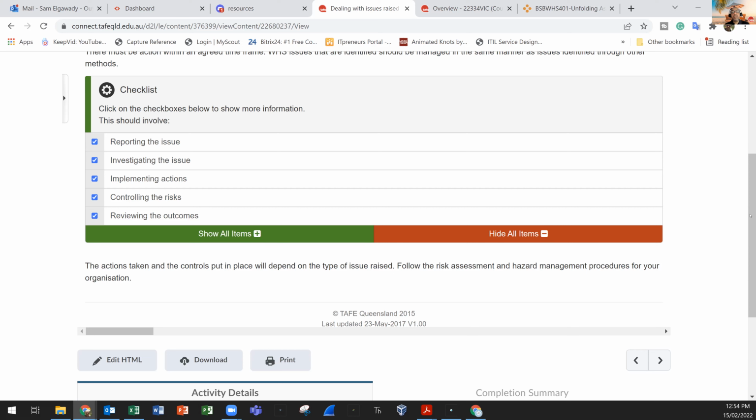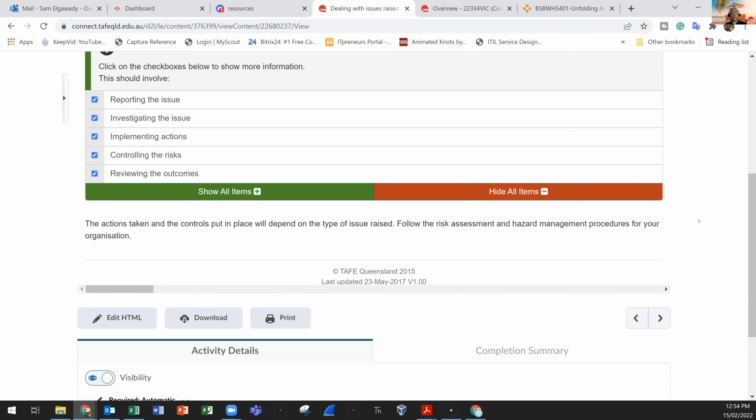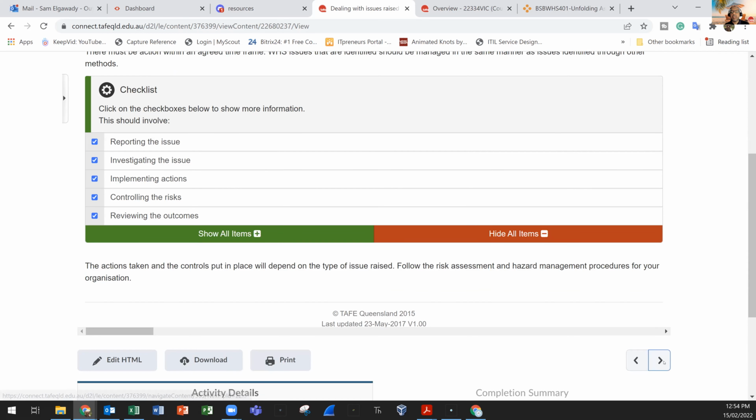So then we review. It's continuous. So plan, do, check, act, plan, do, check, act, plan, do, check, act. This is the cycle, the Deming cycle we use in different situations.